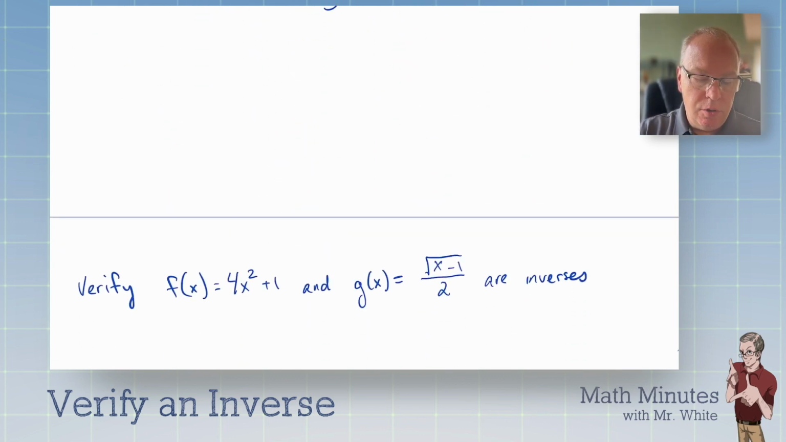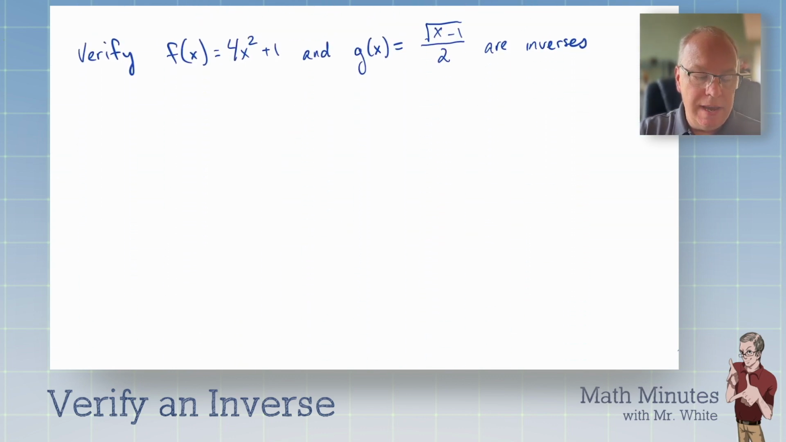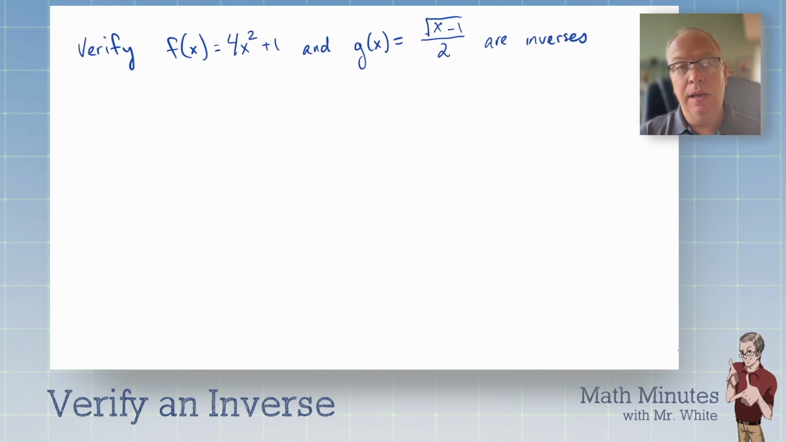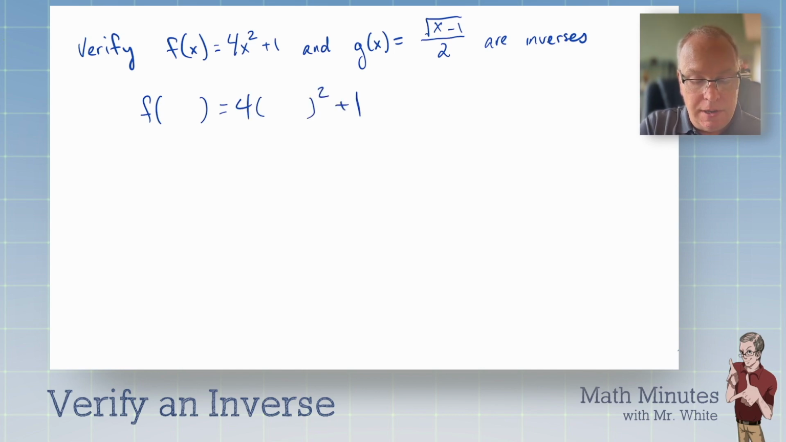All right, so I wanted to go through a second example where we have a square and a square root in the two functions, and we have to sort all that out. Believe it or not, I believe these two are inverses of one another. We're going to verify it. Let's use the exact same procedure. We're going to do f of g of x. Now, the f function is 4 times the input squared plus 1.